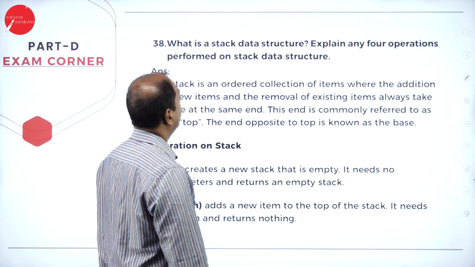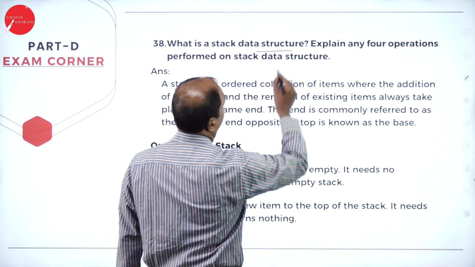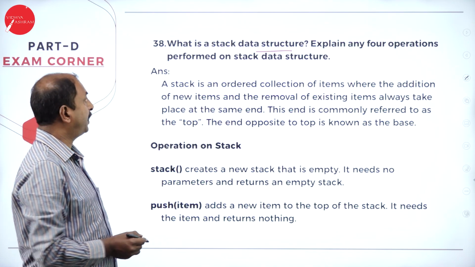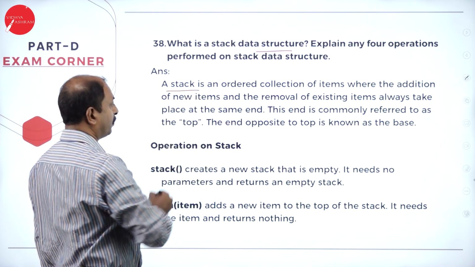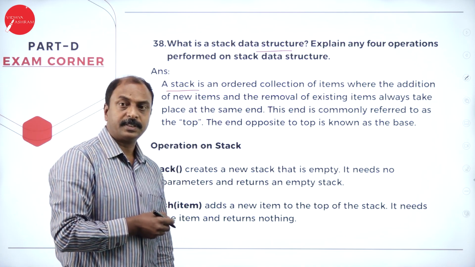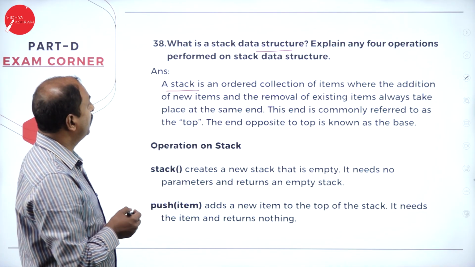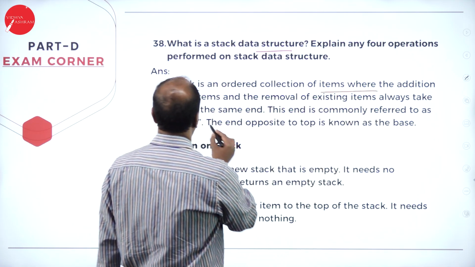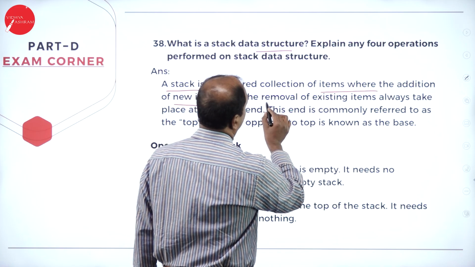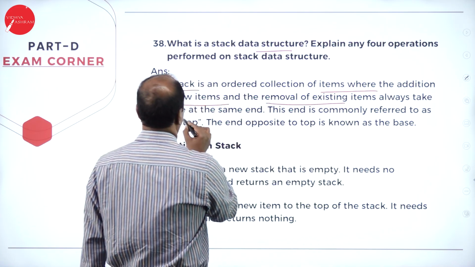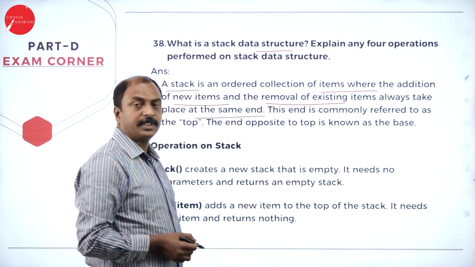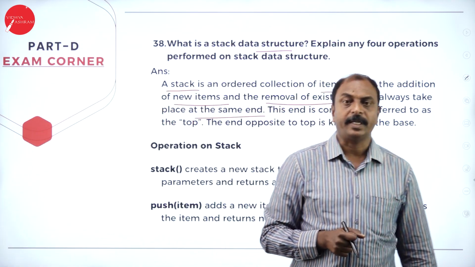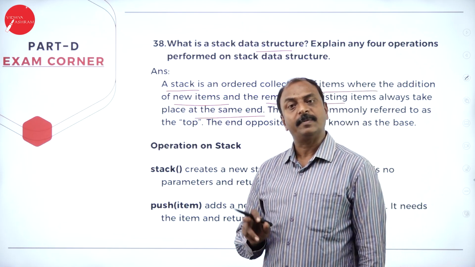Next question is, what is a stack data structure? Explain any 4 operations performed on stack data structure. Here the definition of stack carries 1 mark, and the other 4 operations carry 1 mark each. So what is a stack? It is an ordered collection of items where addition of a new item and removal of an existing item always takes place at the same end. So this is the definition of stack, a data structure where addition and deletion of an element takes place at one location.